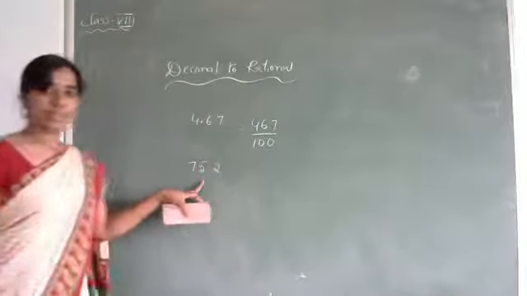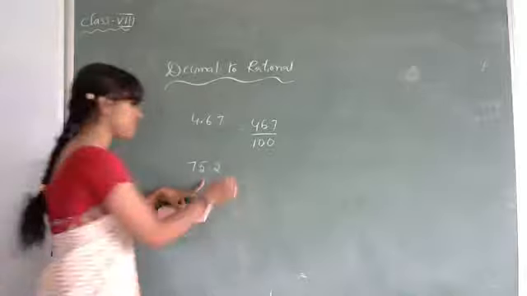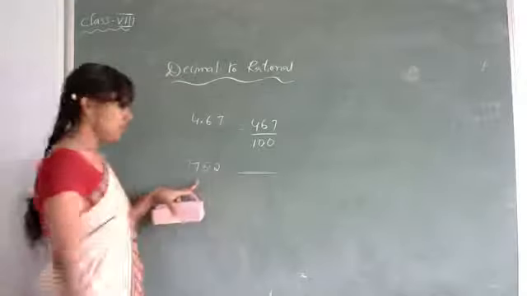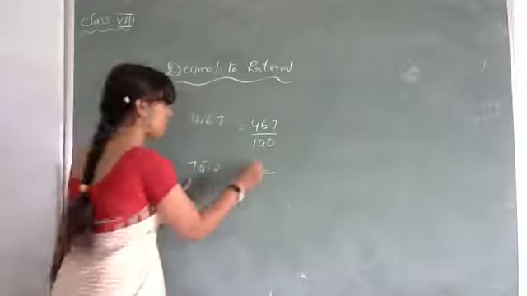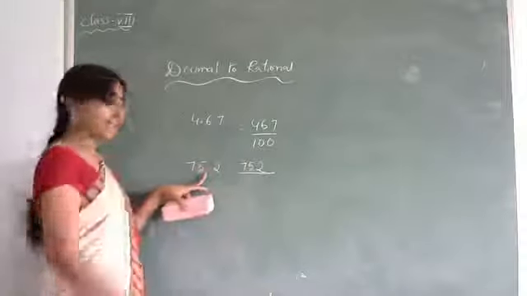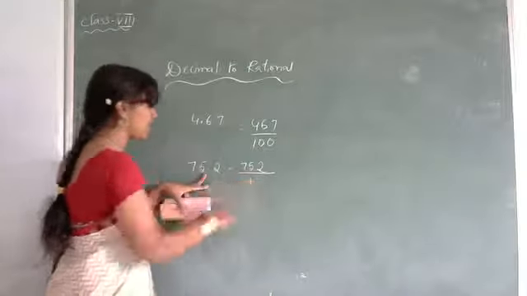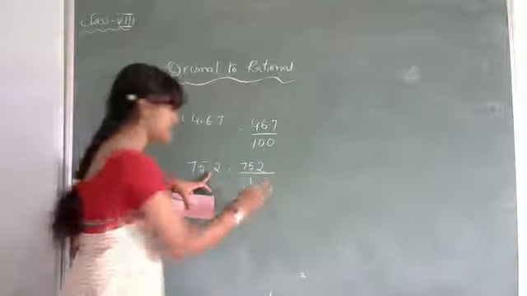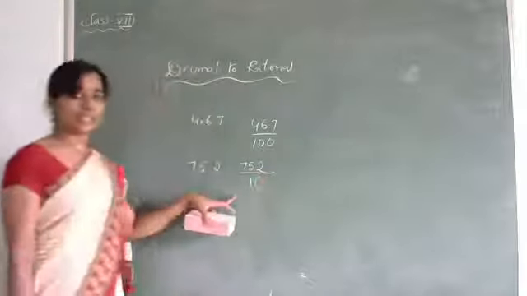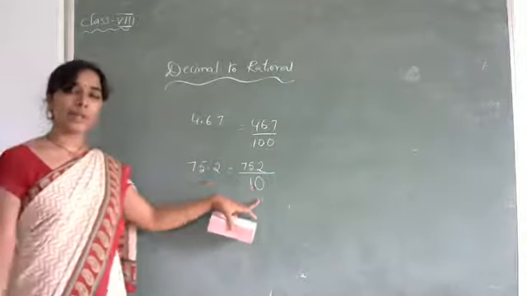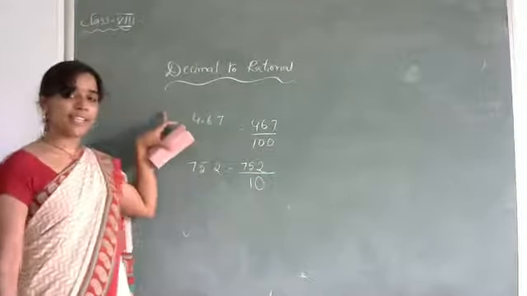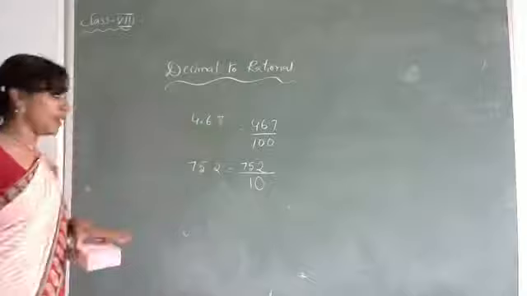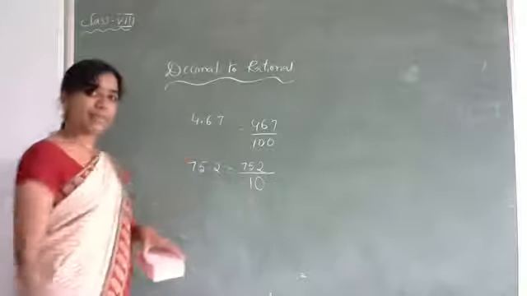75.2 is there. So change into P by Q form. 75.2. I am removing the point, children. So instead of the point, I am writing 1. On the right side of the point, how many digits are there? 1 digit is there. So that's why I am writing 10. Then it will become 752 by 10. Like this we can change a decimal number to a rational number. Which decimal is this? Terminating decimal.